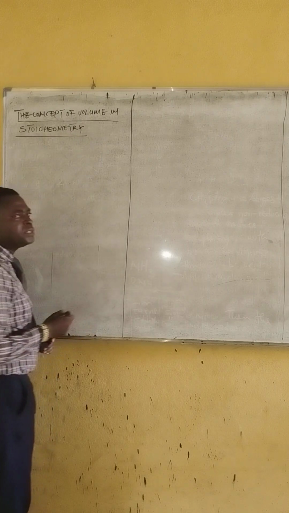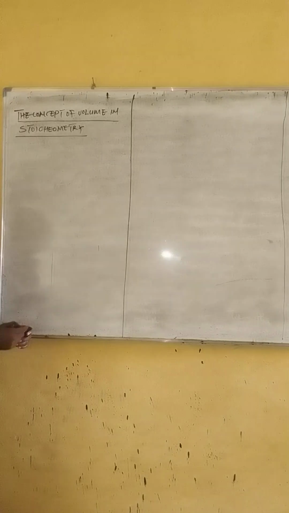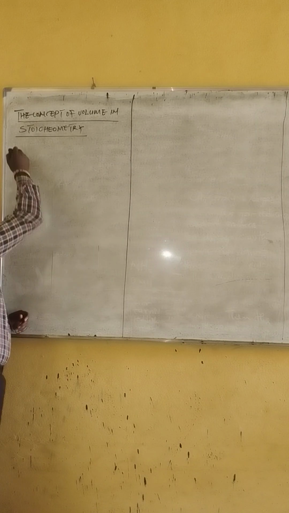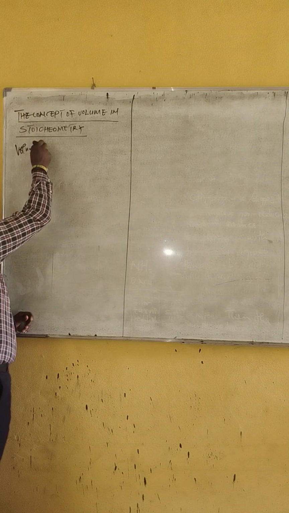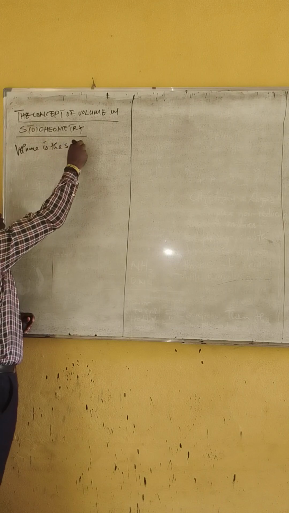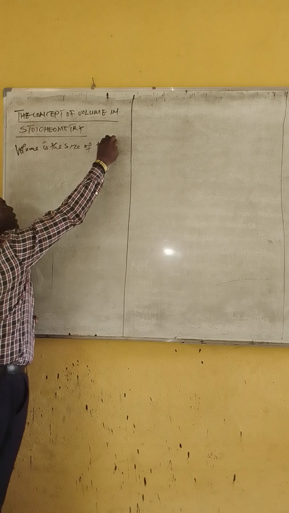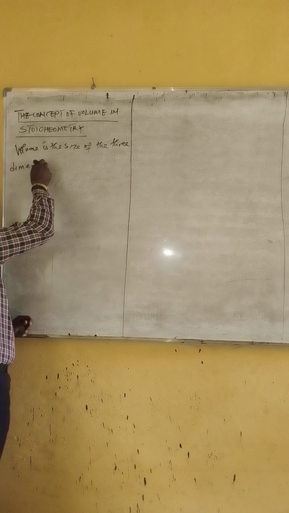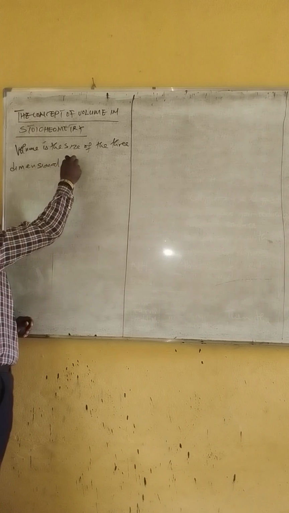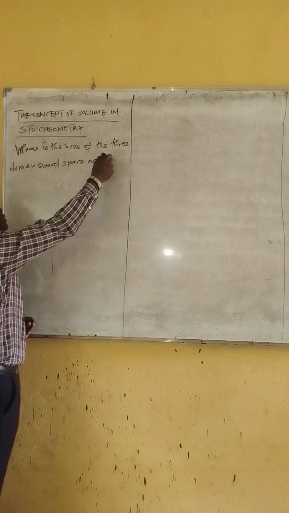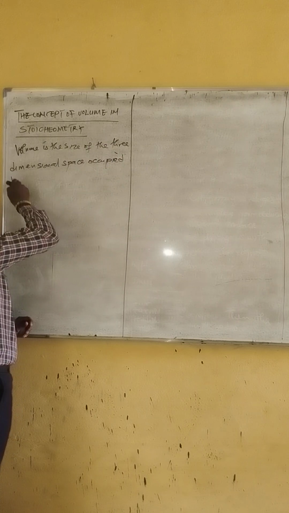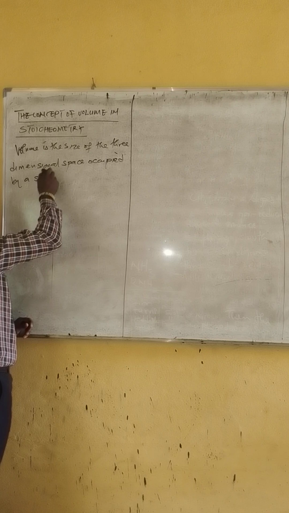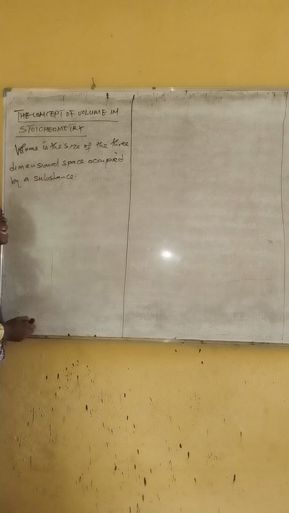Now, to start with, we need to talk about what volume is. Volume is the size of the three-dimensional space occupied by a substance. The size of the space occupied by a substance.